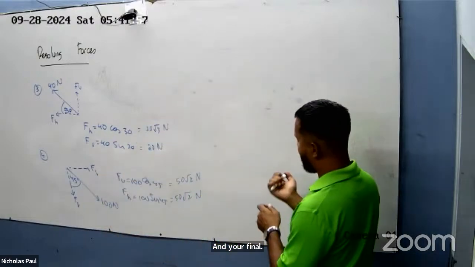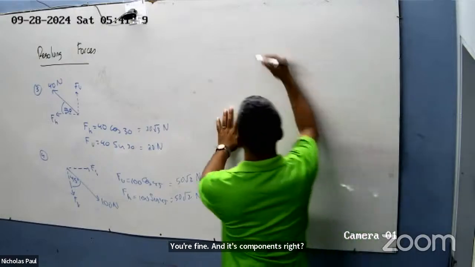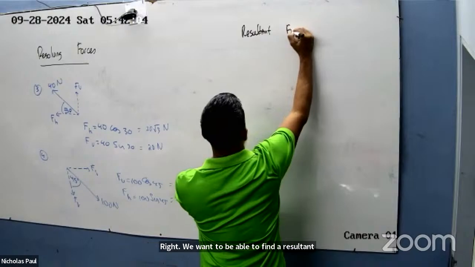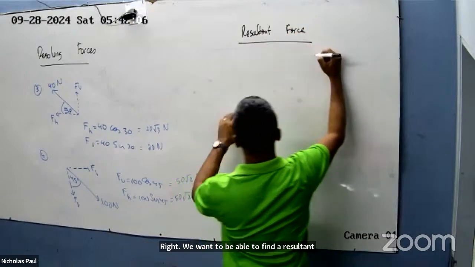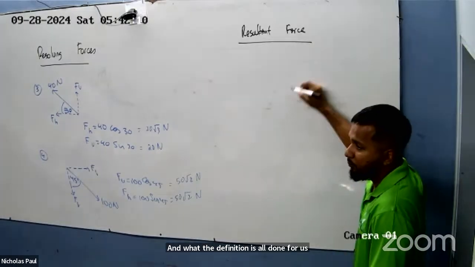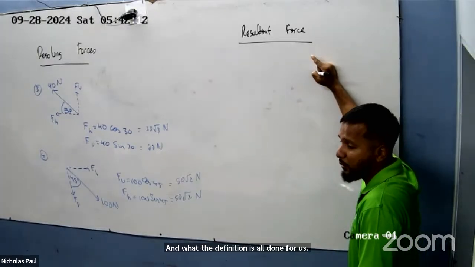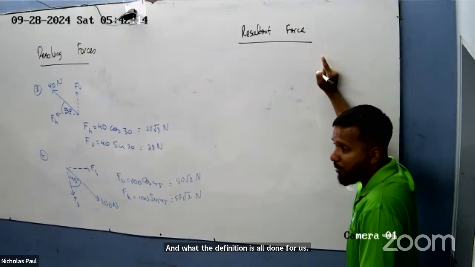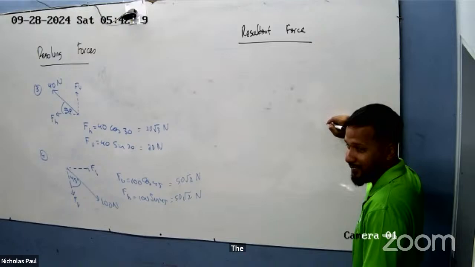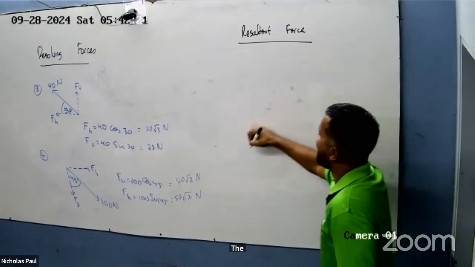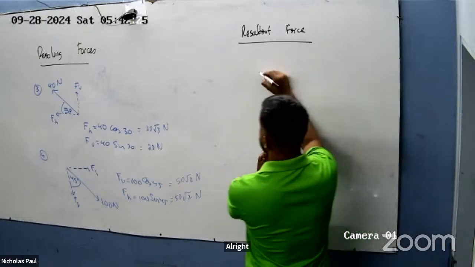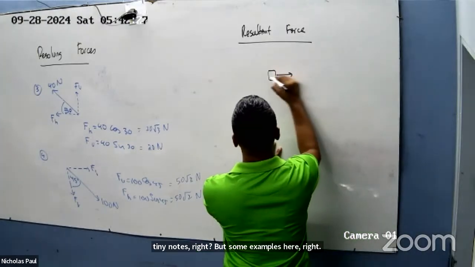Now we want to be able to find the resultant force. We want to be able to find the resultant force acting on an object. And what is the definition for resultant force? The definition for resultant force is the algebraic sum of all the forces acting on a point. But we'll focus on the example here. Let me just go over this in case you forget.